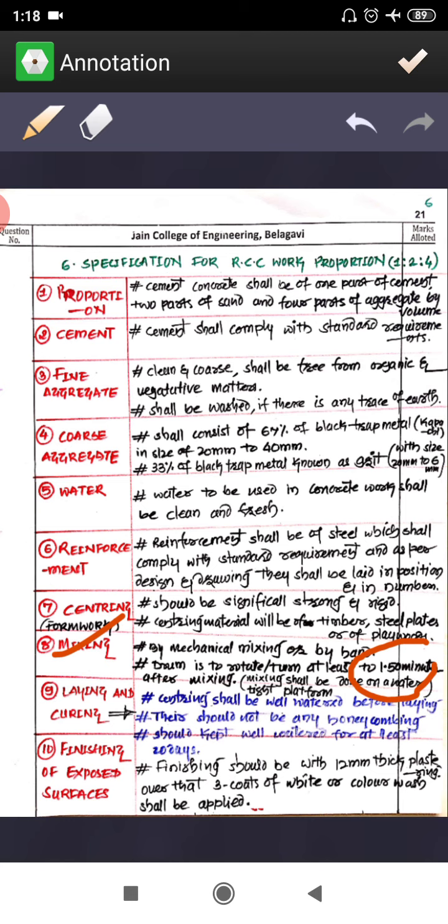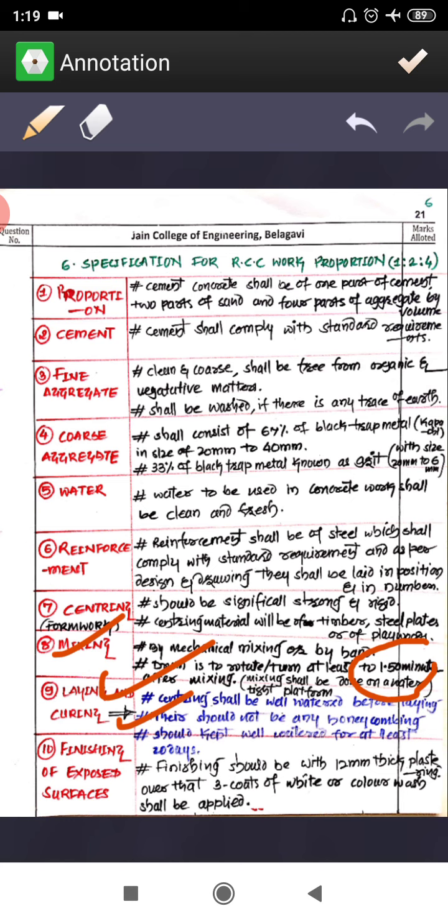And the laying, how you are going to lay it. See, centering shall be well watered before laying, and there should not be any honeycombing after removing the centering, that you have to keep in mind. During laying, you have to make sure that you use proper vibration. You should remove the air traps, so that after removing the centering work, you do not get honeycombing. And you should keep it well watered for at least 20 days. That is very important, right?